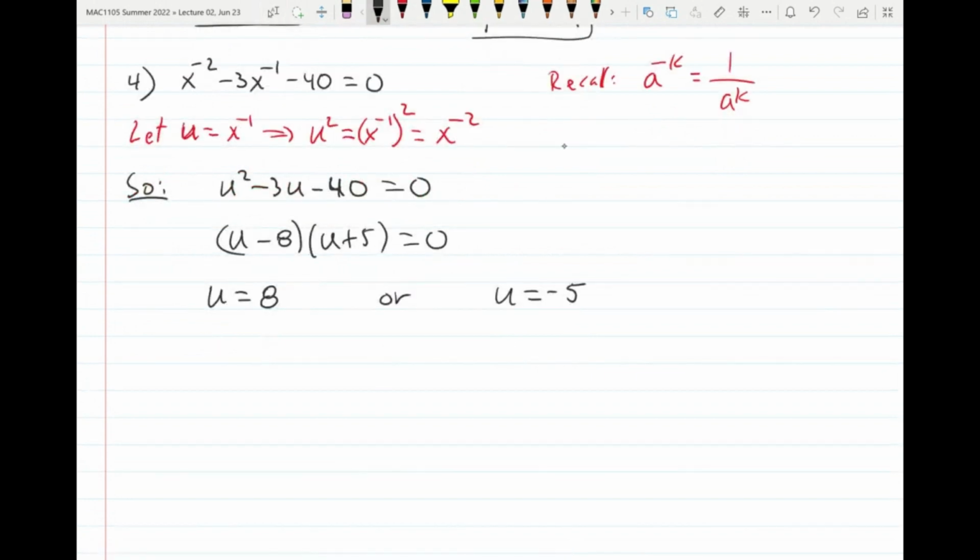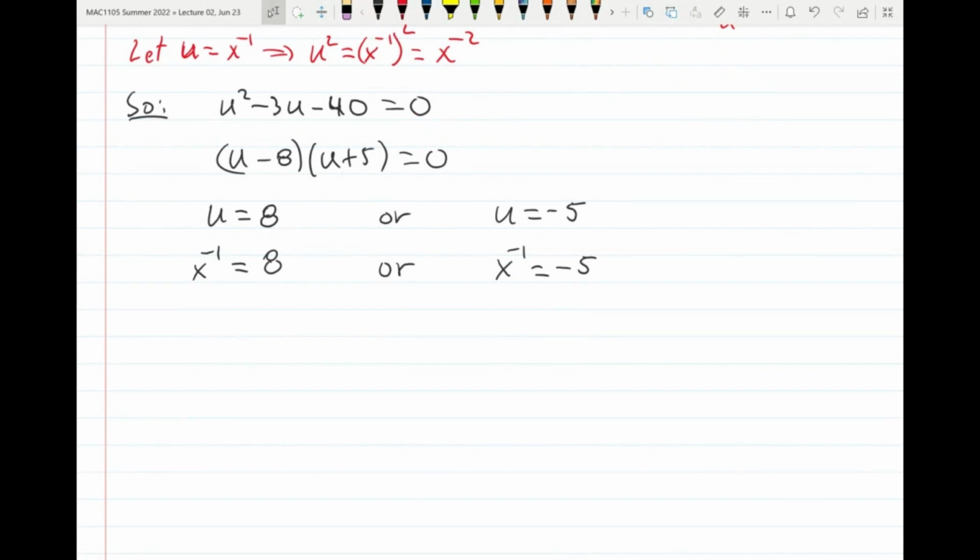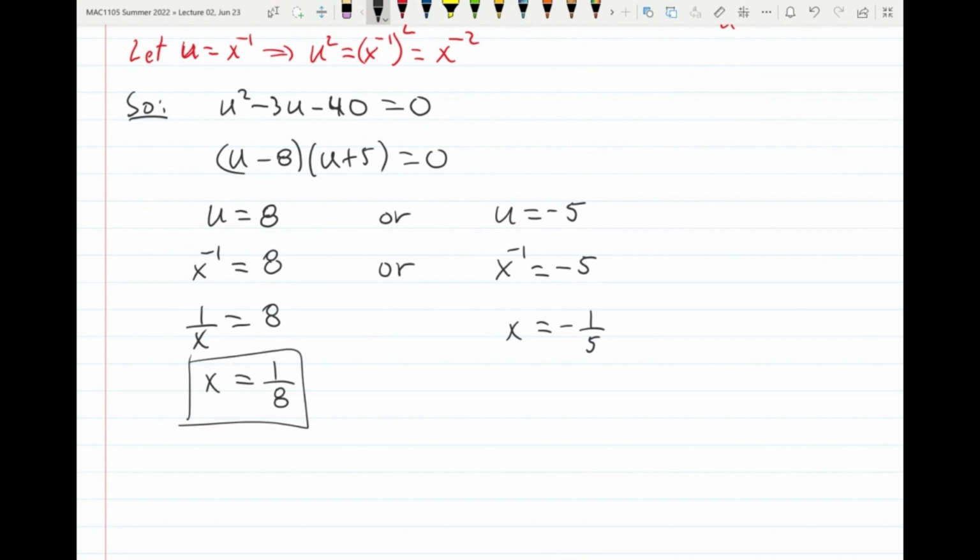Okay, so now we put back what u is equal to. So x to the negative 1 is equal to 4, or x to the negative 1 is equal to negative 1. If x to the negative 1 is 4, what is x? One over four. Good. Remember, x to the negative 1 is the same thing as 1 over x. So if 1 over x is equal to 4, flip both sides, and then x is 1 over 4. You understand this? And from here, what is x? Negative 1. Okay. Questions?